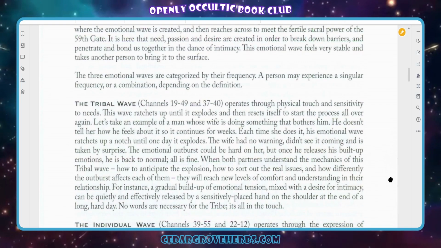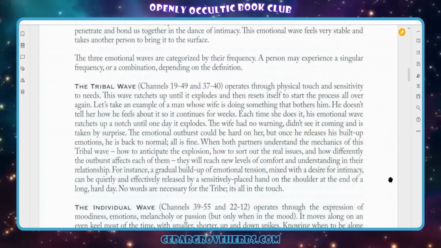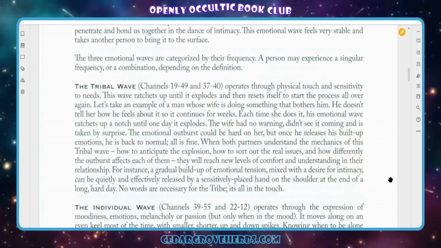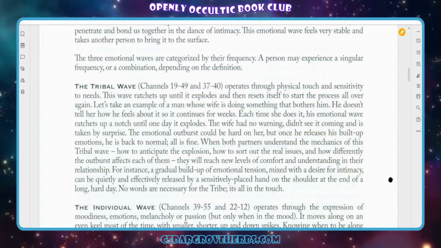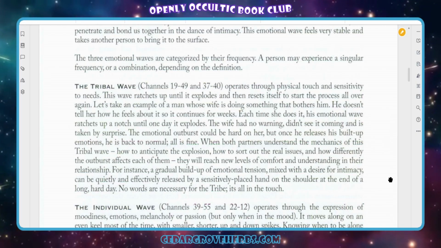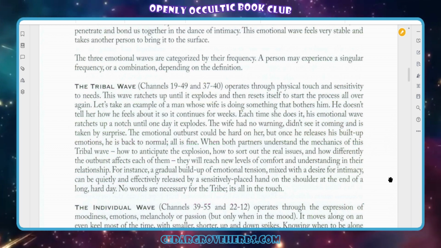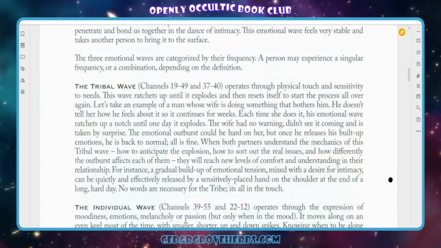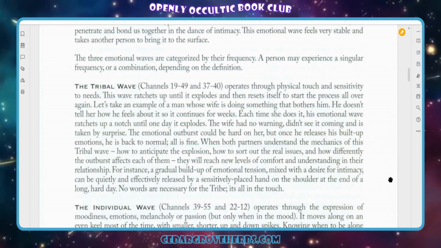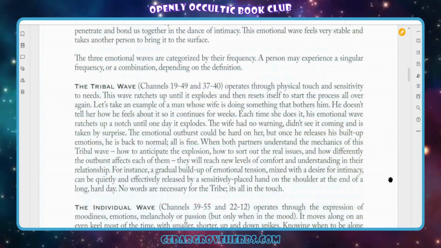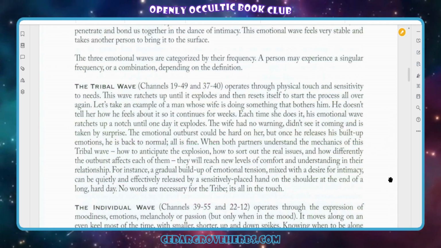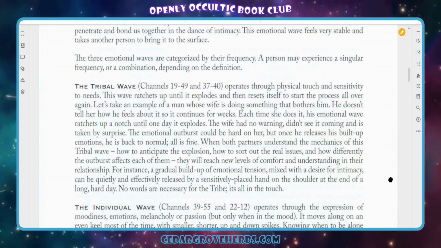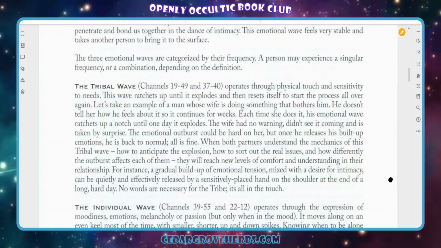Let's take an example of a man whose wife is doing something that bothers him. He doesn't tell her how he feels about it, so it continues for weeks. Each time she does it, his emotional wave ratchets up a notch until one day it explodes. The wife has no warning, didn't see it coming, and is taken by surprise. The emotional outburst could be hard on her, but once he releases his built up emotions, he's back to normal. All is fine. When both partners understand the mechanics of this tribal wave, how to anticipate the explosion, how to sort out the real issues, and how differently the outburst affects each of them, they will reach new levels of comfort and understanding in their relationship.